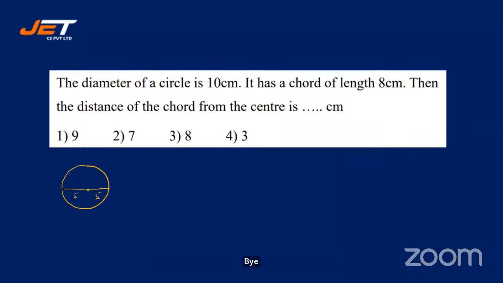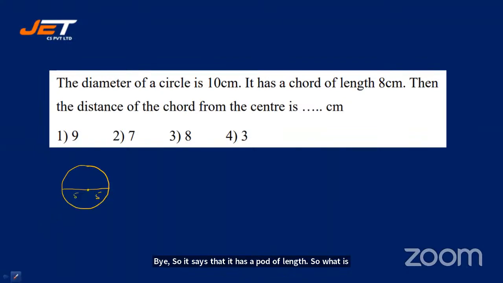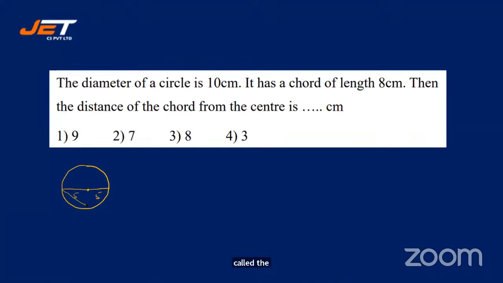So it says that it has a chord of length. So what is a chord? A chord is a line drawn inside the circle. So he says that the chord has a length of 8 centimeter. Then what is the distance of the chord to the center? Now you need to find out this. Isn't it easy for you to find out using the Pythagoras theorem? Yes. So now give me the answer.